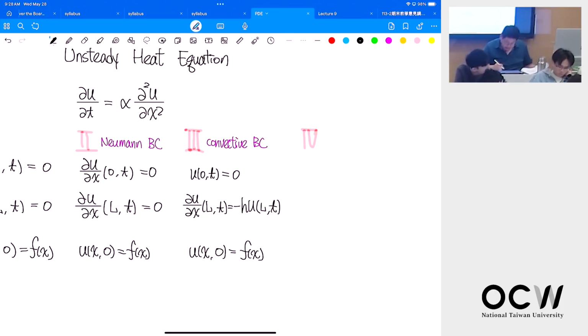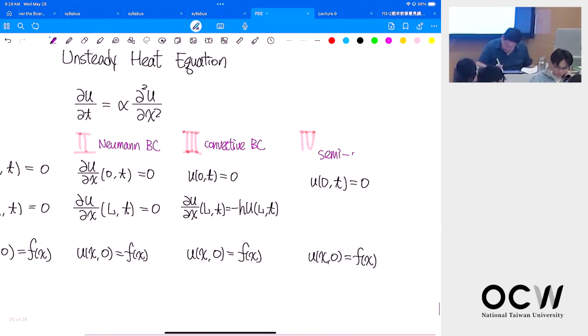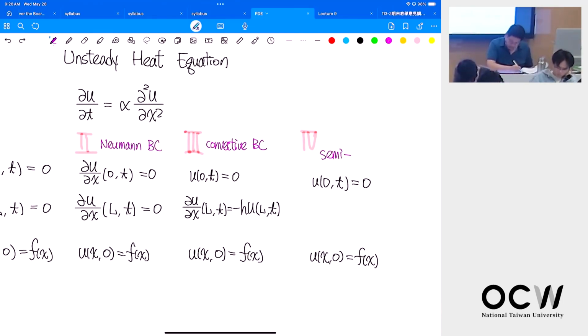Last one. I only have one side of boundary condition, that's 0. And then the initial condition still equals f of x. And this one is the semi-infinite bar.